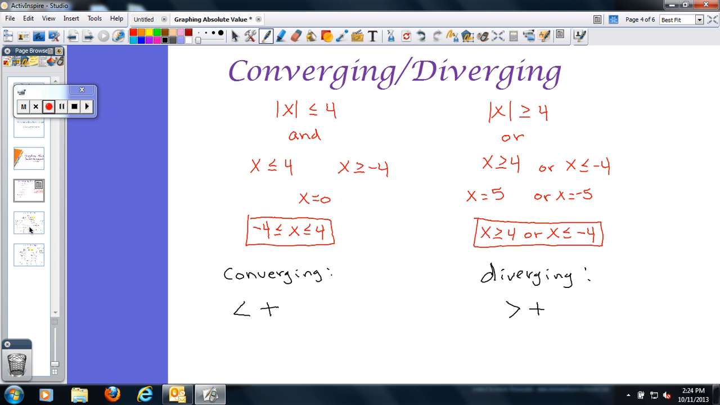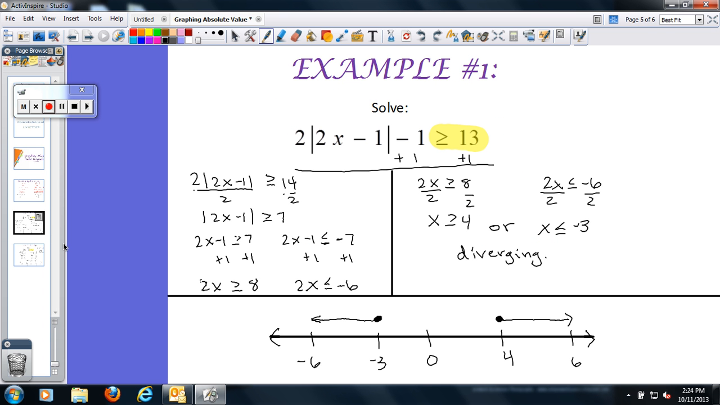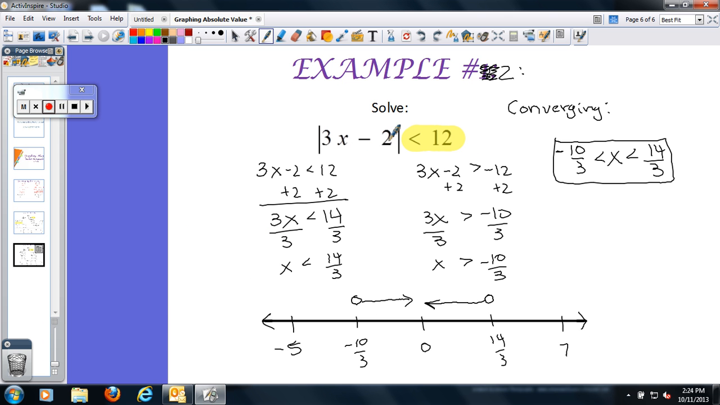Now, it's not true until the absolute value is by itself. Right now, my absolute value is not by itself. So if I look at this originally, I'm not sure yet. I don't know for sure that it is diverging until I get to this spot right here. Once I get the absolute value by itself and it is greater than a positive number, then it's diverging. Now this one, the absolute value is already by itself. It's less than a positive number, which means this one will be converging.